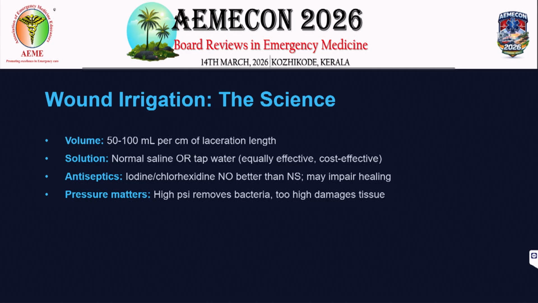We can use either normal saline or tap water because both are equally effective and cost effective. And also it will save a lot of resources for us in an emergency department. Antiseptics like iodine or chlorhexidine are no better than normal saline or tap water, and if we use them, that may impair healing of the wound also. And how you're cleaning or irrigating also matters, because the pressure generated while doing the wound irrigation is also unique for the type of wound we are cleaning or irrigating.